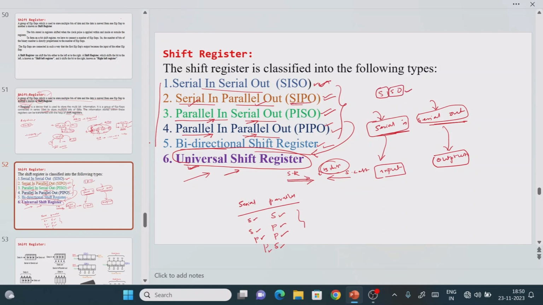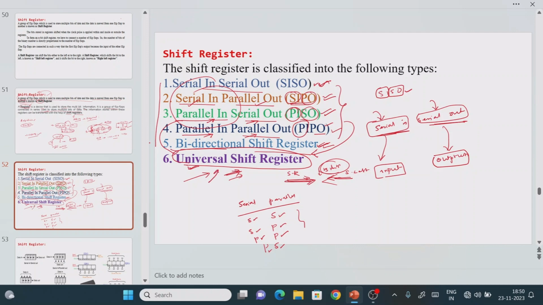So what is the meaning of SIPO? Serial in, parallel out. What is the meaning of PISO? Parallel in, serial out. What is the meaning of PIPO? Parallel in, parallel out, right? Bidirectional means, try to remember, we can shift the data toward the right direction as well as the left direction. So what is the meaning of universal shift register? If all these shift register operations can be performed by a single shift register, then it is called the universal shift register, right?